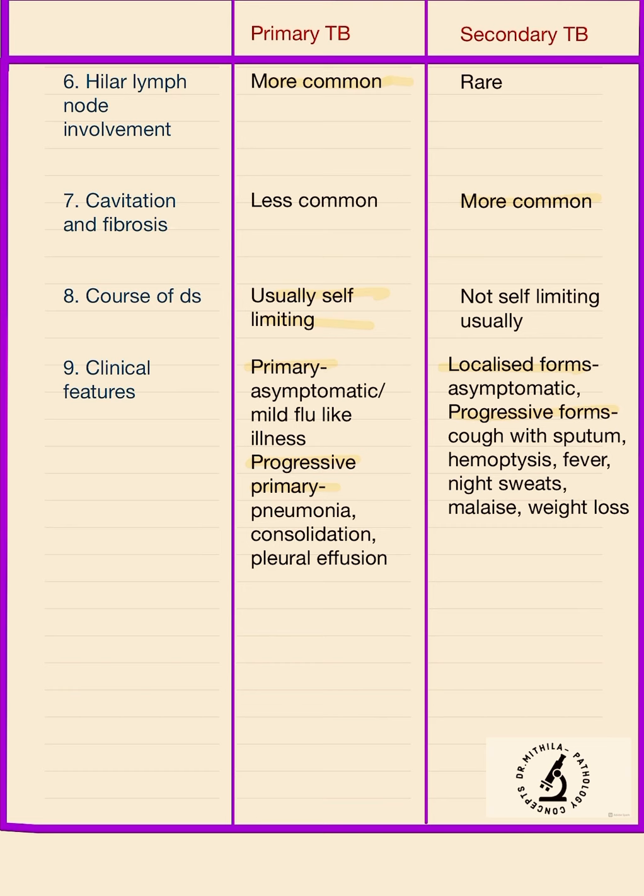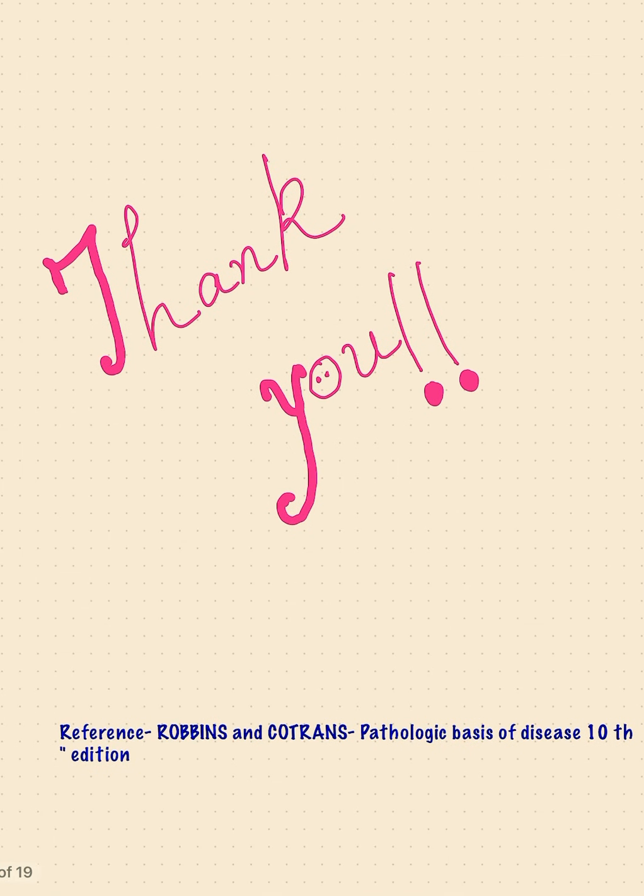While in secondary TB, the localized forms will be asymptomatic, while if the lesion is progressive, reaching other parts of the lung, or if the cavitary lesion has eroded the airways or the blood vessels, there will be cough with sputum, hemoptysis, then fever due to the release of cytokines, night sweats, malaise, and weight loss. So these are the various differences between primary TB and secondary TB, and these are important to know for your exams, with references mainly from Robbins. Thank you very much.